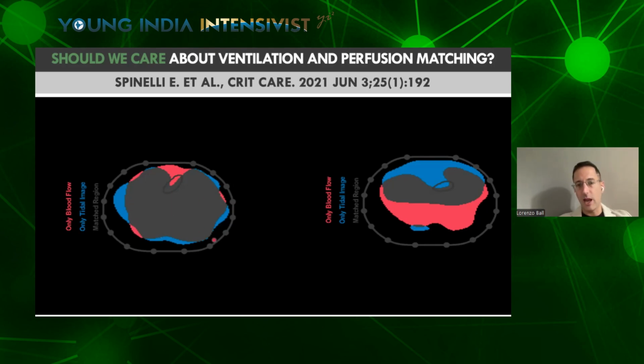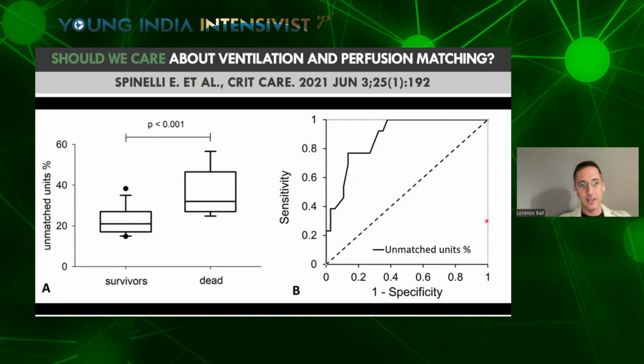And this is a patient with large matched areas of the lungs, those receiving both ventilation and perfusion. On the right, you see a patient in which there are many areas in the ventral region which receive only tidal ventilation but no perfusion, and zones in the dorsal part of the lungs which receive only blood flow and not ventilation.